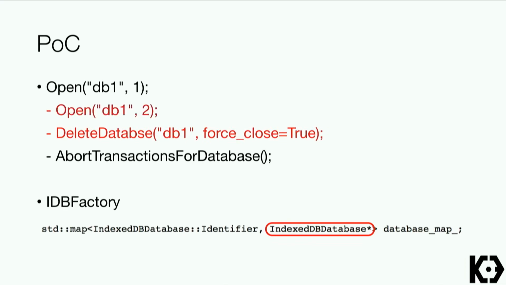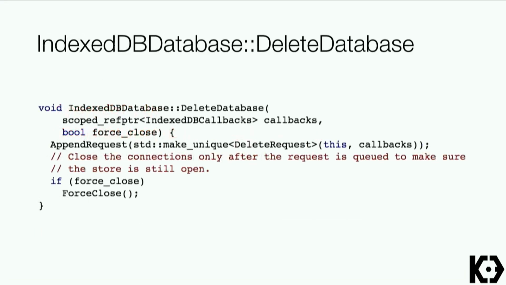However, there is an active open request when we try to force close the database. The open request will be performed during the force close, and it will create a new connection. We can take a look at the code. If we call delete with the force close flag, it will force close it immediately.